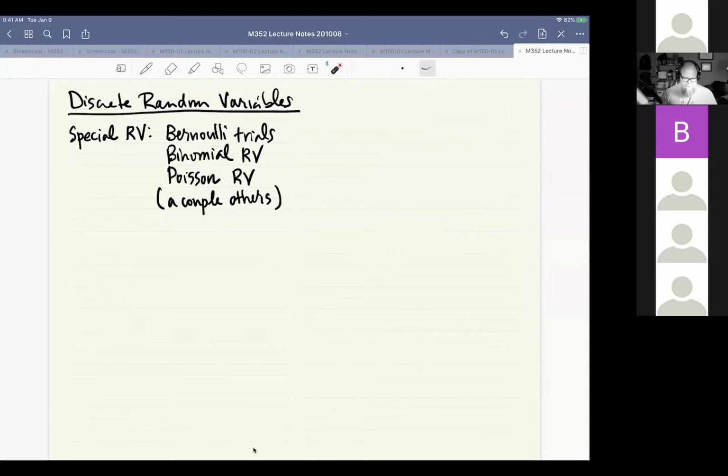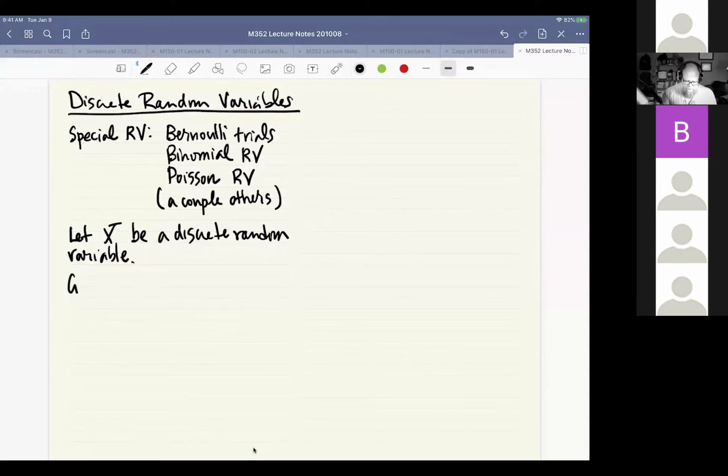So let's get going. We only have so much time. For today, we're going to let X be a discrete random variable. For Bernoulli trials and the binomial random variable, X will be finite, but for the Poisson random variable, X is actually going to be infinite. We've talked about this a bunch. Once you have a random variable, you get a probability distribution function.